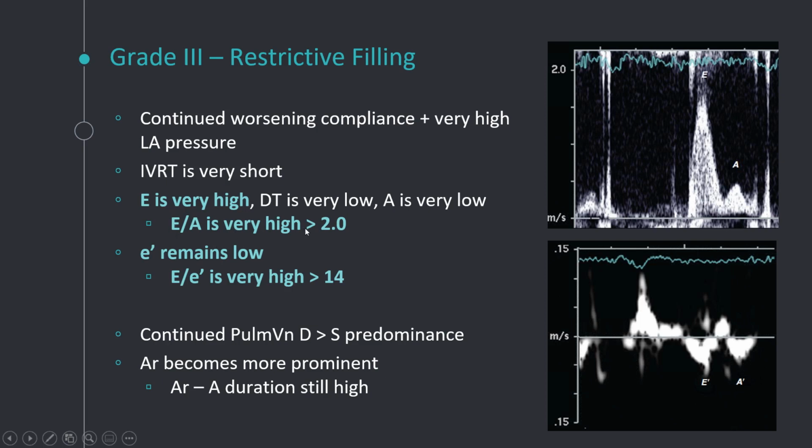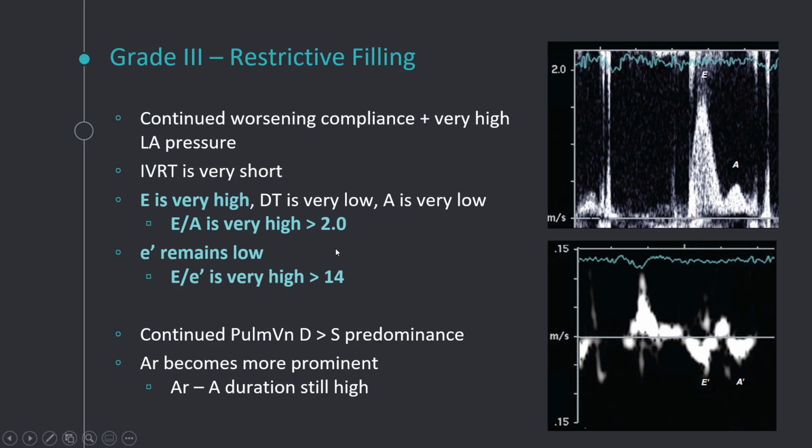In fact, there's a number that we look at. E to A ratio is going to be over 2 because LV pressure is so high that it's driving such a high E wave. Again, similar principle. E prime is going to remain low as long as there's a diastolic dysfunction. So if E wave is very high and E prime is very low, your E to E prime ratio, which gives an estimate of the filling pressure, is going to be very high.